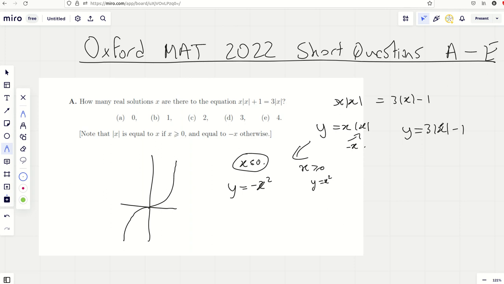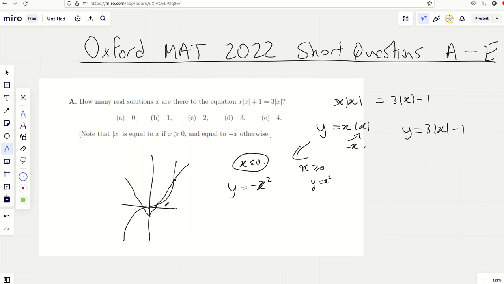This graph isn't difficult to draw because it's just the mod x graph stretched by a factor of 3 in the y direction, then moved down 1. Clearly, when x is 0, y is going to be equal to minus 1. So it's just going to be a v-shaped graph like this, yeah? The one thing you might worry about is whether this misses the quadratic on this side, or whether it hits it twice, or whether it's tangential to it. I suppose there's 3 possibilities.